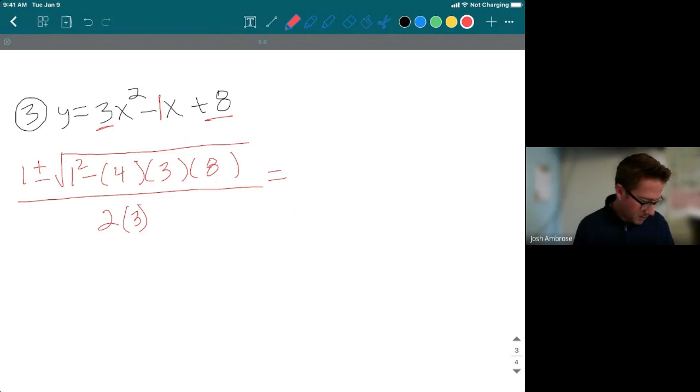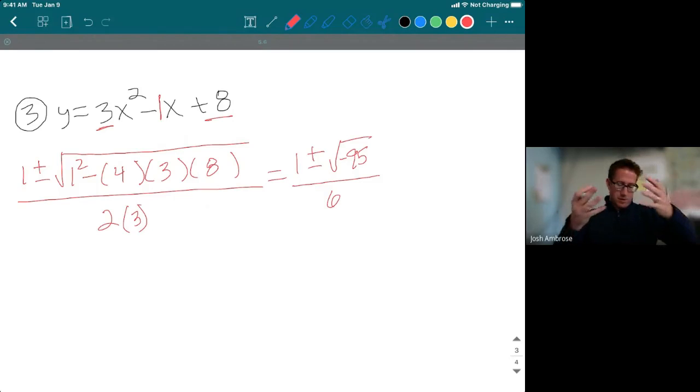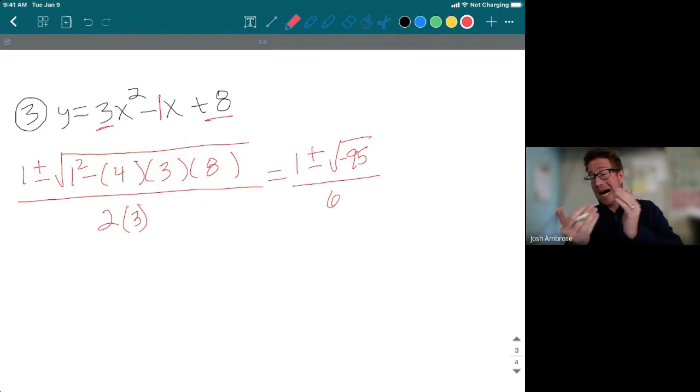And here comes our imaginary number. So we're going to look at this as a 1 plus or minus the square root of a negative 95 all over 6. So that negative 95, we are now going to have to take out that negative sign. And how do we do that? We do that by taking I out, the lowercase I.